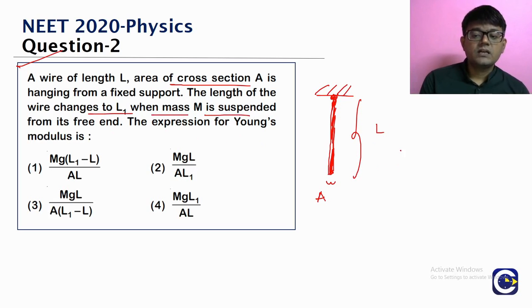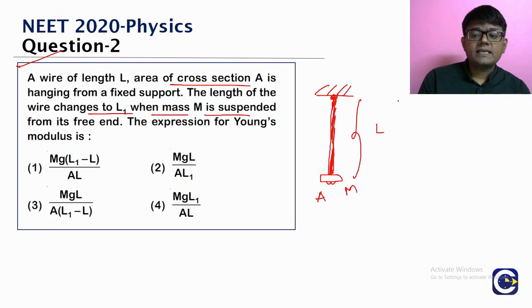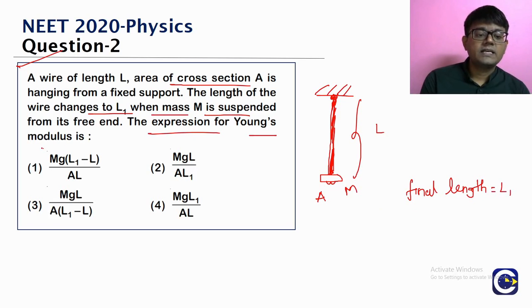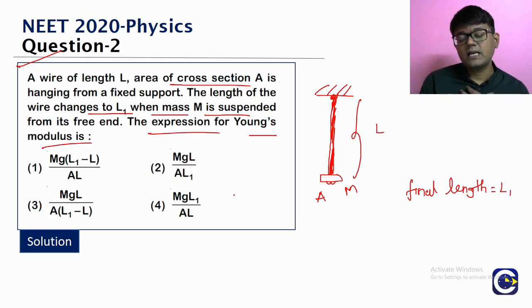free end. So think about it. We are suspending a mass M from the free end of the wire, and as a result, the wire is extending so that the final length becomes L1. So the final length of the wire is L1. We have to find the expression for the Young's modulus.